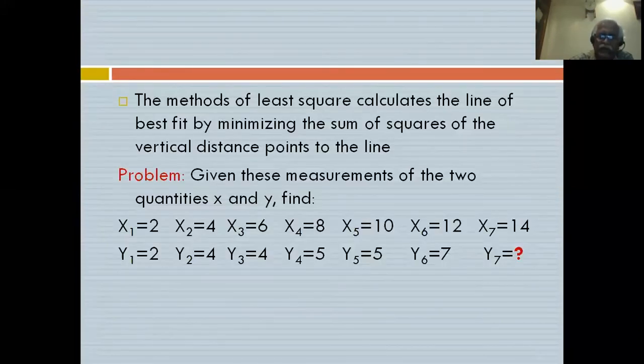Then we are going with the best fit. We get the measurement of two quantities x and y, say DO and BOD. We are doing x1 is 2, y1 is 2; 4, 4; 6, 4; 8, 5; 10, 5; 12, 7; 14. So corresponding values, that is the xy.